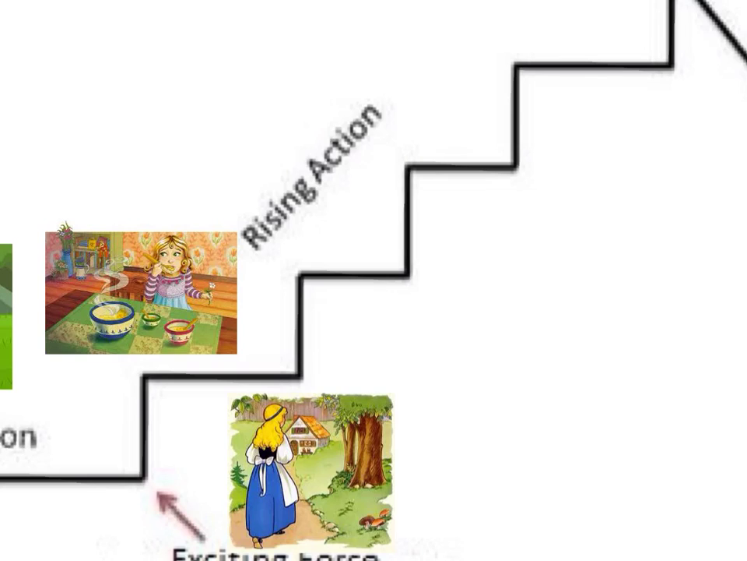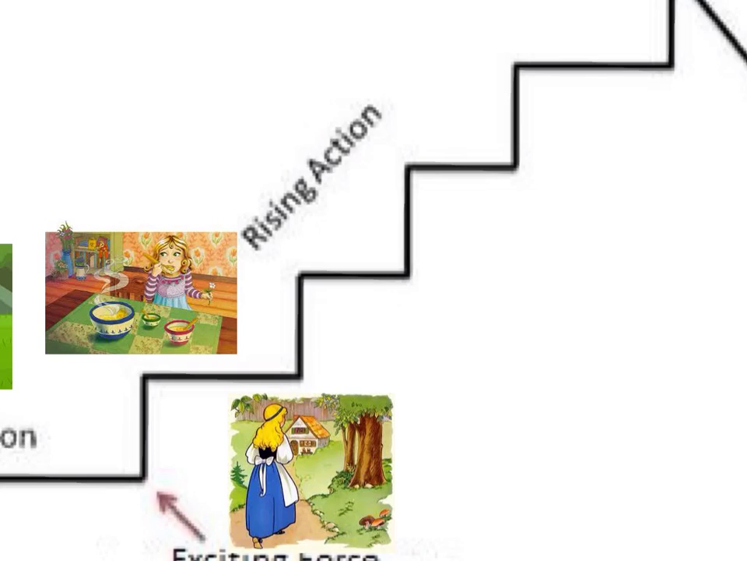Goldilocks was very tired by this time, so she went upstairs to the bedroom. She lay down in the first bed, but it was too hard. Then she lay in the second bed, but it was too soft. Then she lay down in the third bed, and it was just right. She fell asleep.